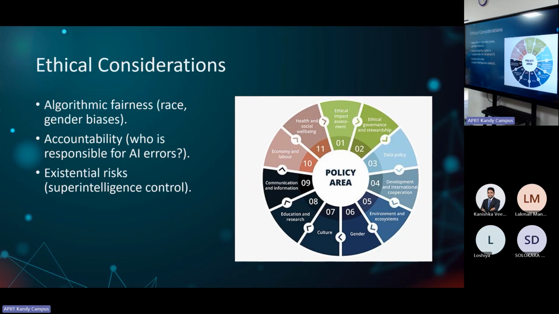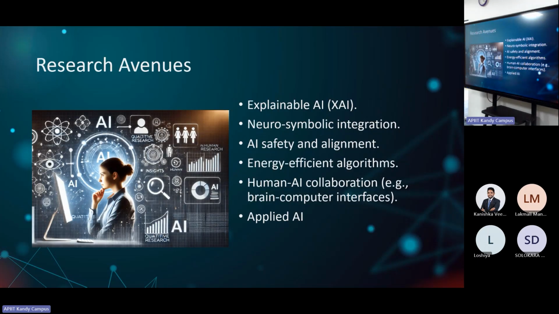So who is responsible for AI errors? It's a big question. Superintelligence most likely won't happen during my lifetime, at least. And then you have these race and gender biases and these kinds of things. Most of these AIs are black boxes. So explainable AI is one research avenue that you can look into: how do you explain decisions made by models to the common person?